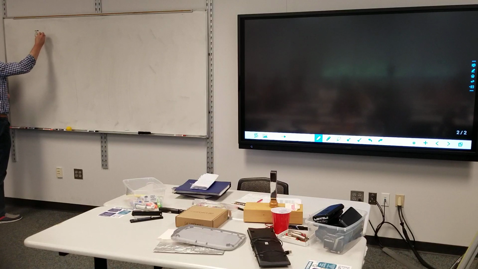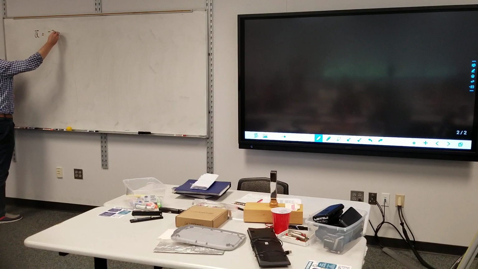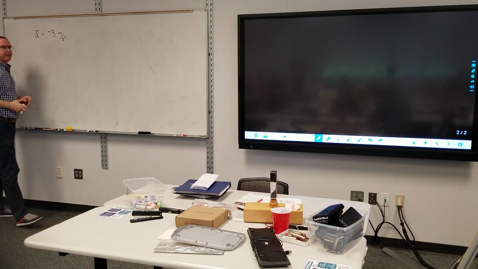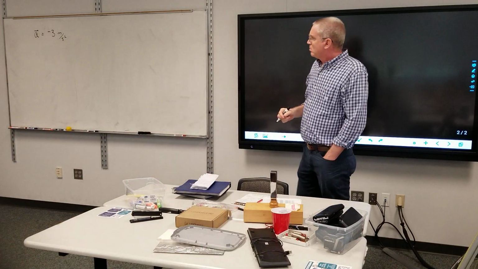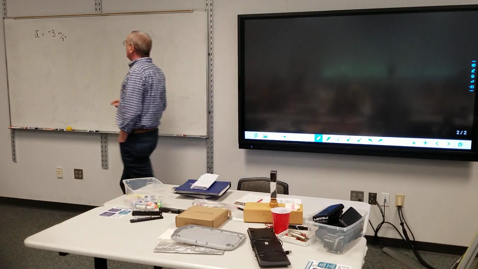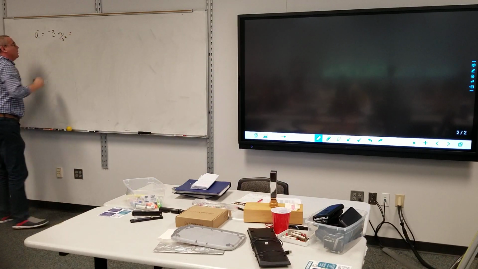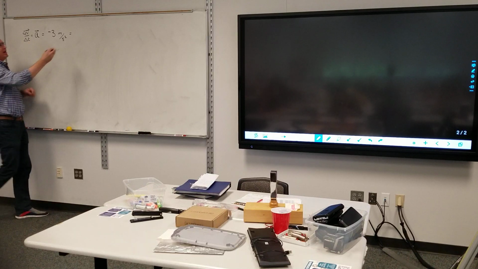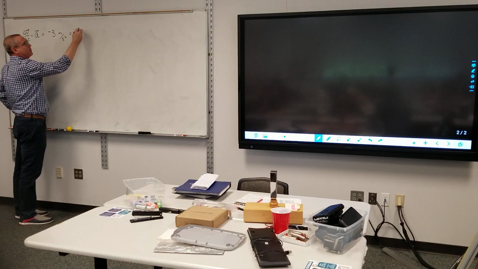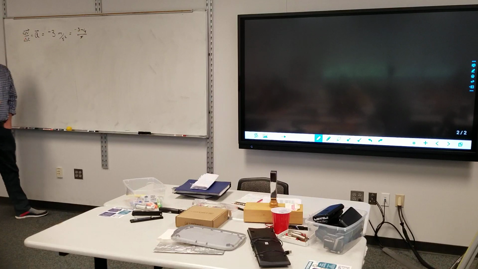Just start out with acceleration. All right, so let's first talk about what this actually means. If acceleration is negative 3 meters per second squared, remember that acceleration is the change in velocity over the change in time. So this means that the velocity is going to change negative 3 meters per second every second.